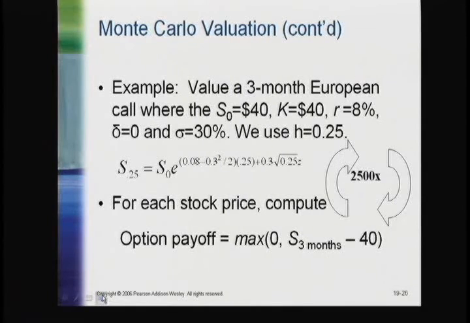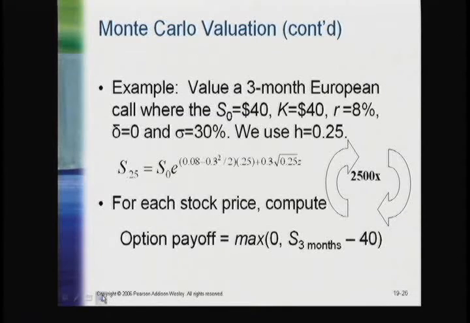So as an example, we might value a 3-month European call. So we'll start with a stock price of 40. It's an at-the-money call, so we'll have a strike of 40, 8% risk-free rate, no dividends, and 30% volatility. We're going to use a single step in this model. So H is 0.25. Everything's measured in years, so we're going to take only one step.